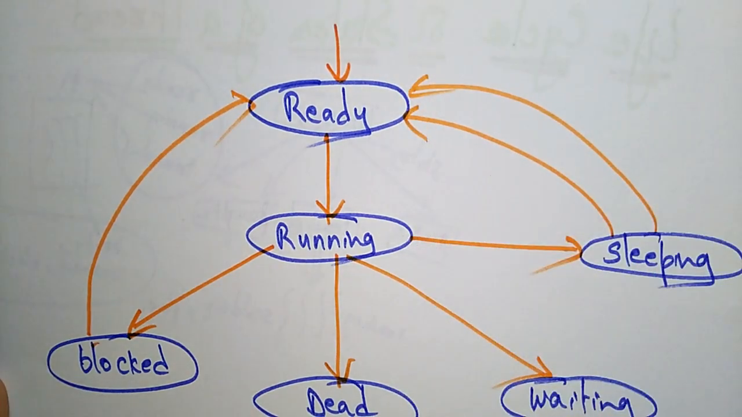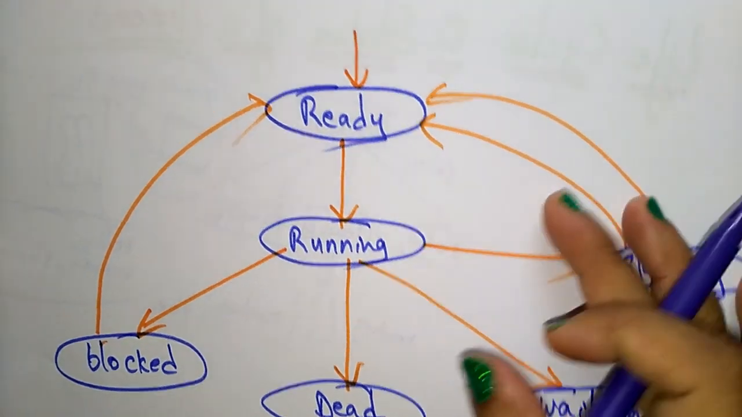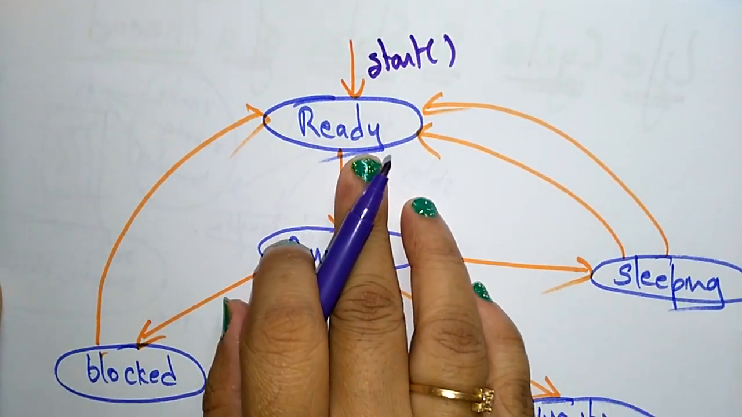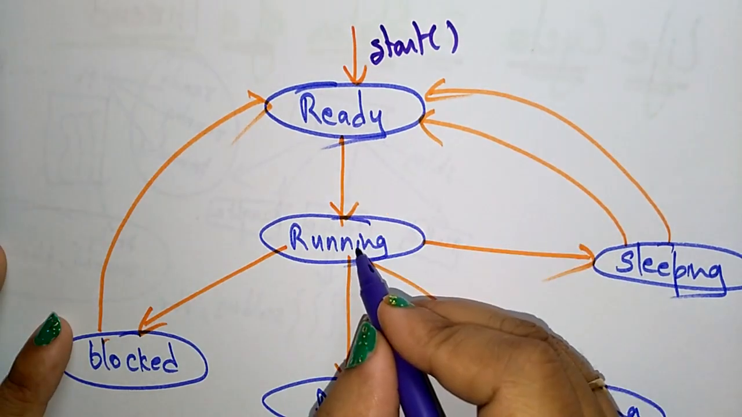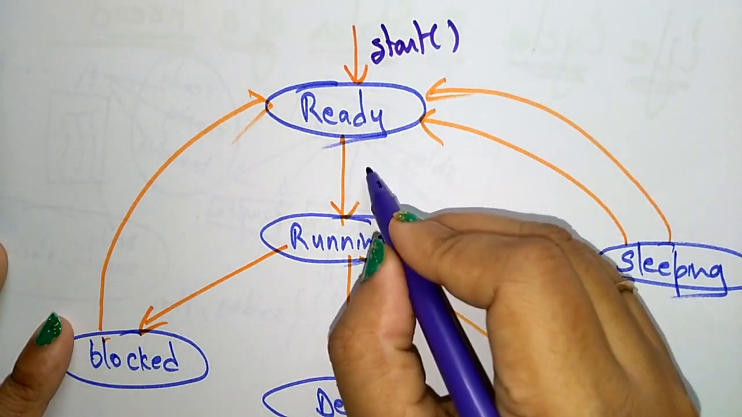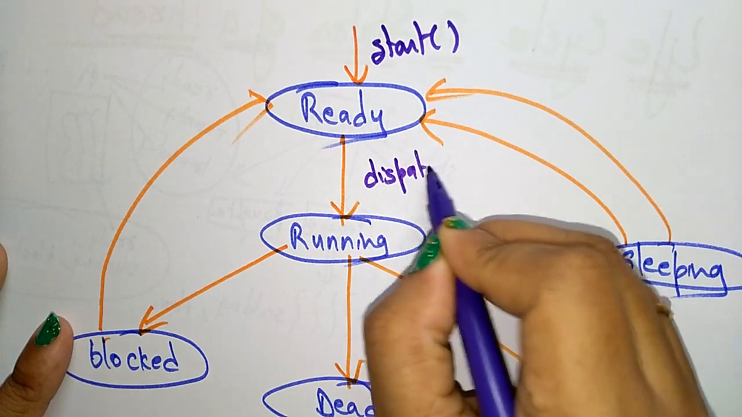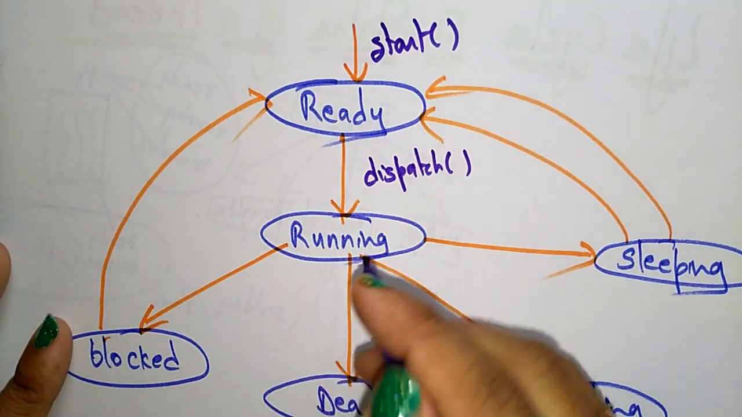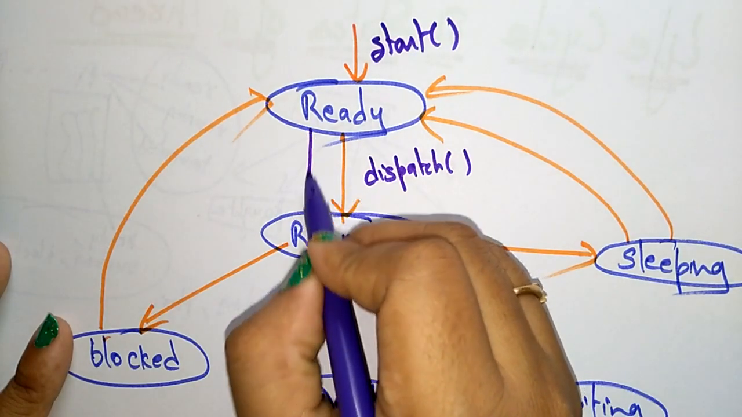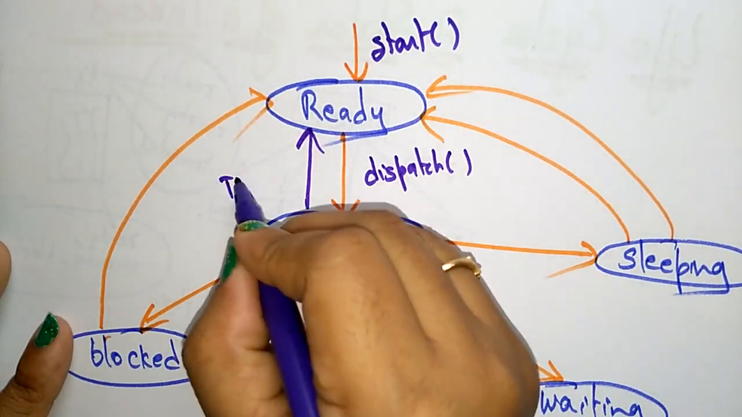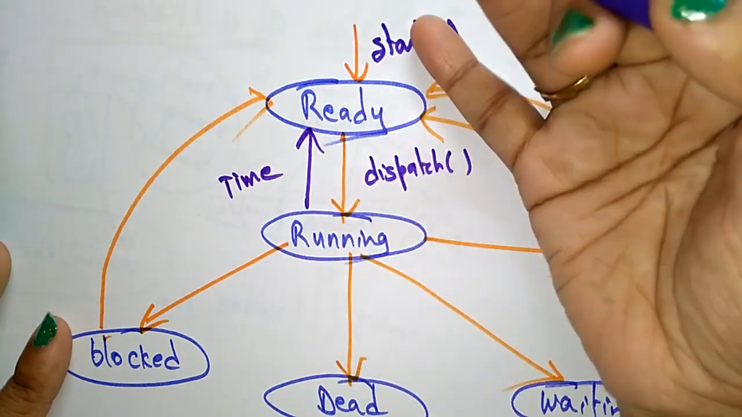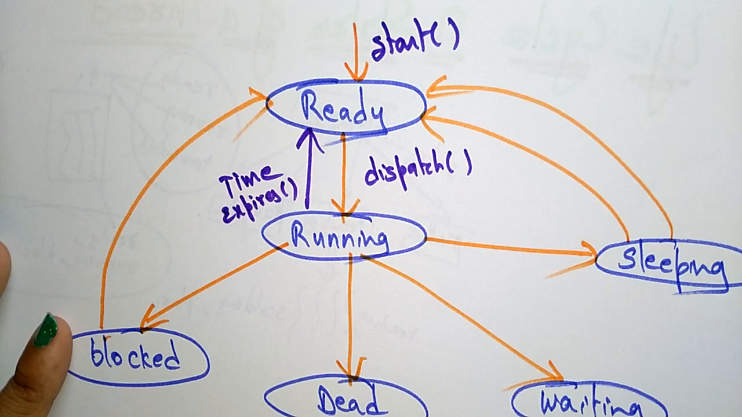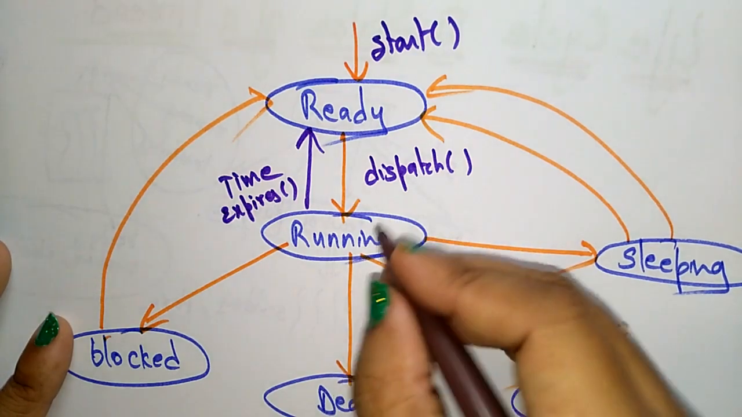Let me write these terms. Whenever you start the process, the thread becomes ready. When the thread is ready, it has to be dispatched. These are the operations done by the thread. Dispatch takes it to the running state. Running may expire, the time will expire. If the time expires, it goes back to the ready state.